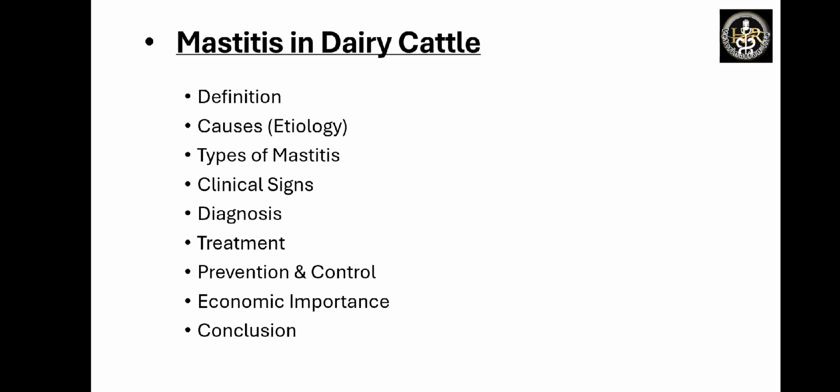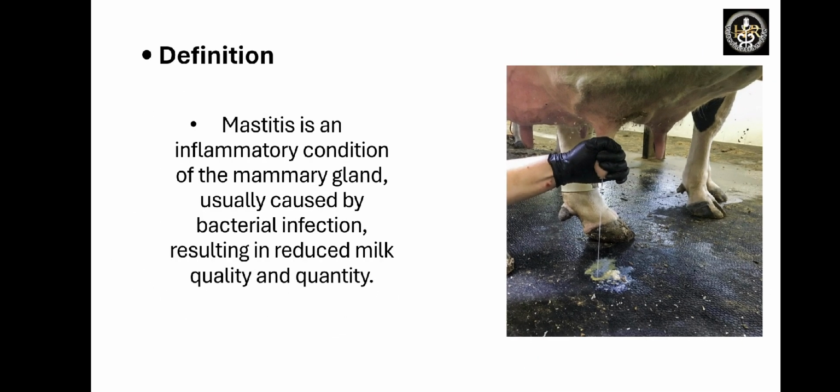Let us first understand what exactly mastitis is. Mastitis is defined as an inflammatory condition of the mammary gland. It is usually caused by bacterial infection. Due to mastitis, there is a significant reduction in both the quality and quantity of milk. This inflammation may affect one quarter or sometimes the entire udder. This image shows inflammation of the udder tissue, which is a typical feature of mastitis.